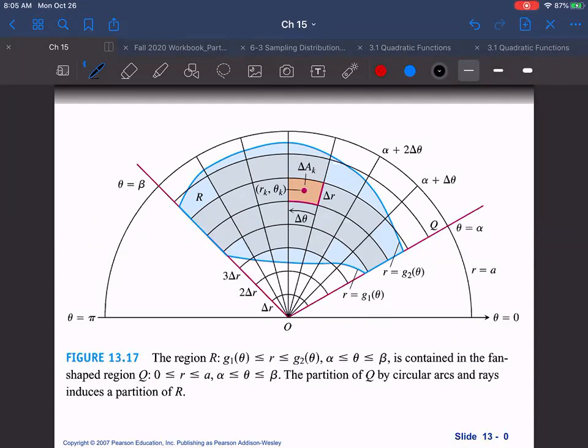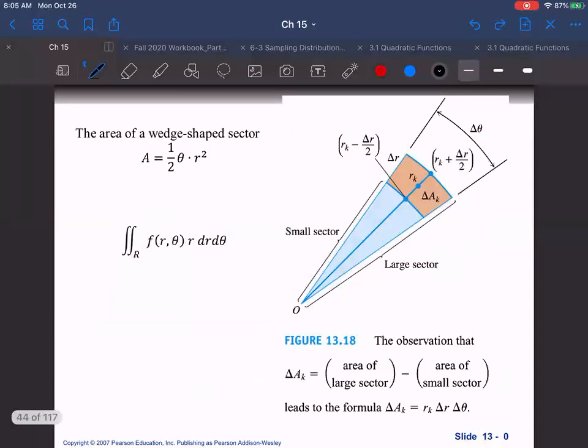So we now have to turn those into actual lengths, because delta theta itself is not a length. Delta r is, but delta theta is not. So we can't just integrate over it and get an area, because delta r times delta theta is not an area. So we come here to this picture, which is an okay picture if you like it.